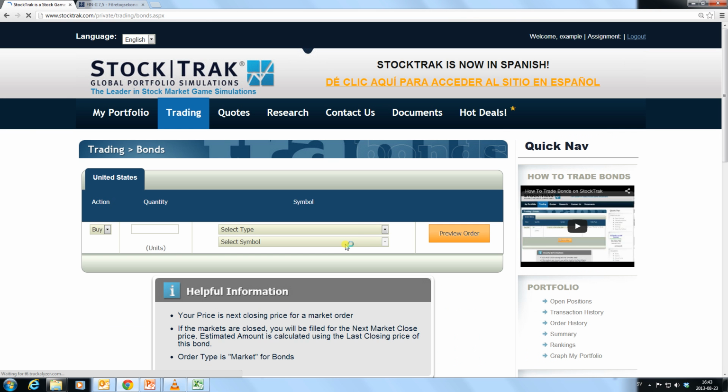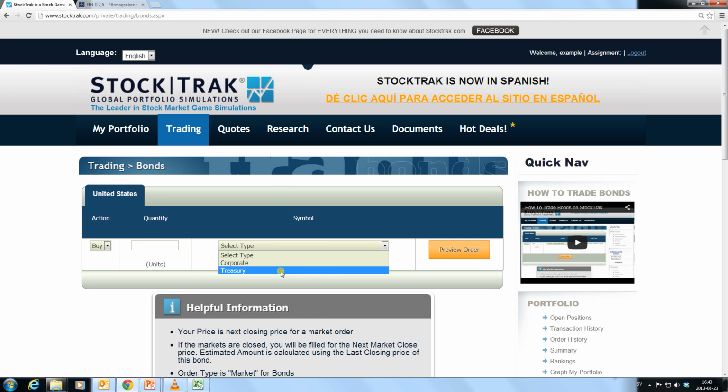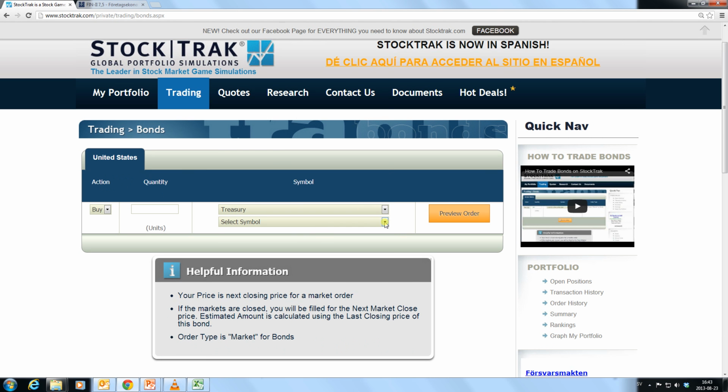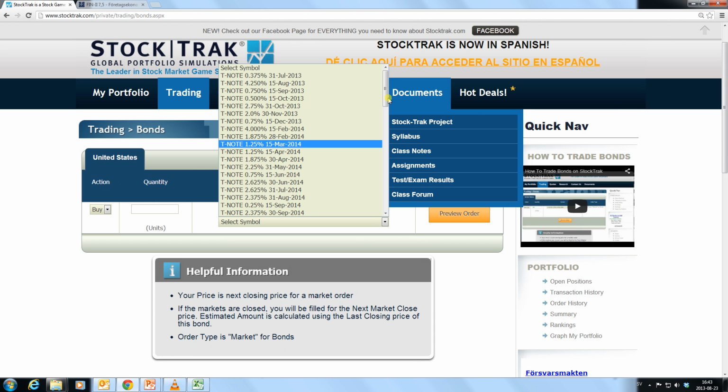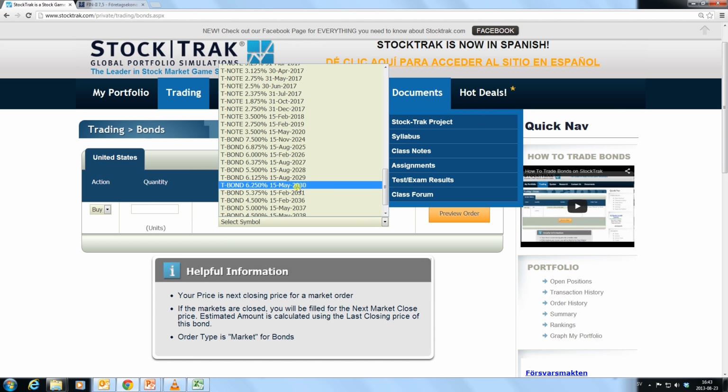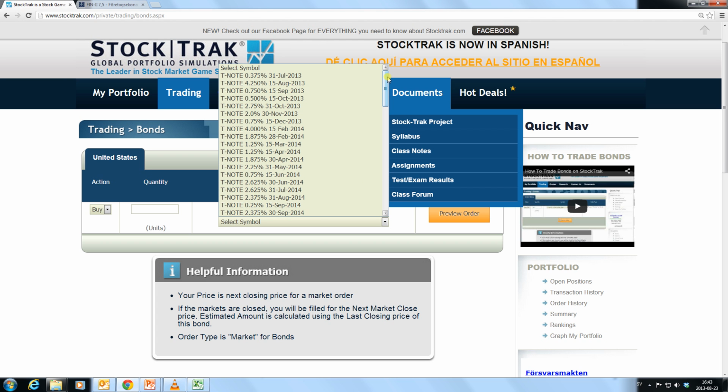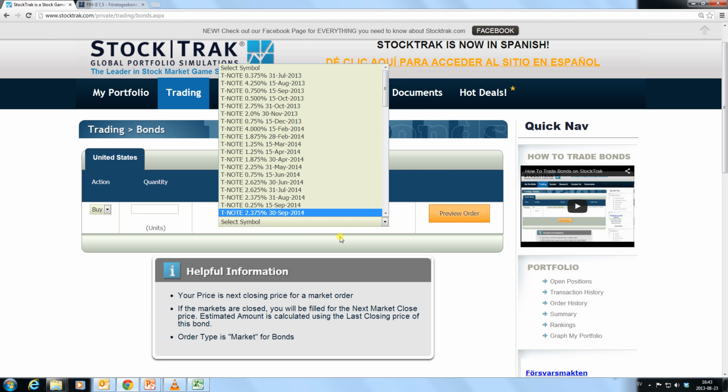I also want some treasury bonds given by the US government. And here we basically have two different types of bonds. We can either buy T-notes or we can buy T-bonds. The difference is that the T-note is no longer than 10 years and the T-bond has a longer time to maturity than 10 years. There are also T-bills that you could purchase, but they're not available in StockTrak, unfortunately. But you can still trade them through ETF trade, exchange-traded money market funds, which I show in a different movie. Okay, so these are the different bonds that we could purchase.